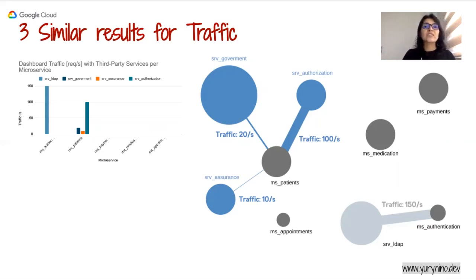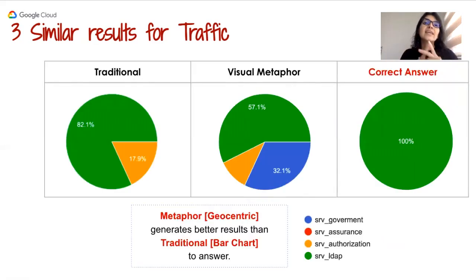This figure shows this integration using a bar plot and a geometric metaphor. In the metaphor, the circles represent the services and microservices, and the lines connect the relations among them. In spite of having lines and size for representing the connection and the traffic load among these microservices and third-party services, the metaphor was confusing for the participants, as you see here.